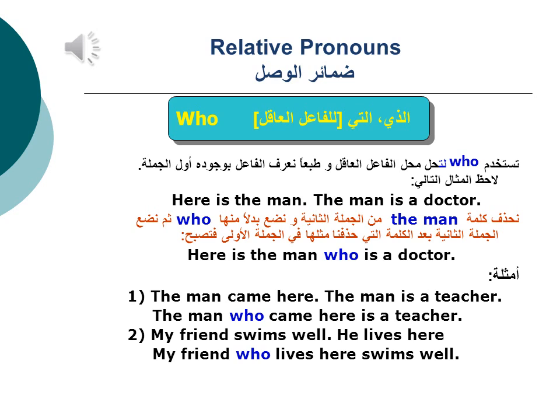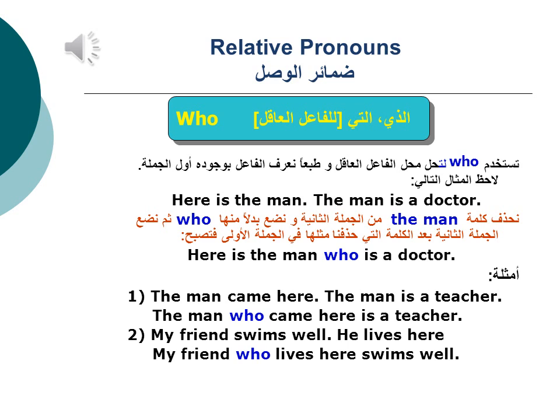Now let's look at the relative pronoun who and how we can use it to join two sentences together. As I said before, who can be used to replace the subject in the main clause. Let's look at this example. Here is the man. The man is a doctor. We can join the two sentences together like this. Here is the man who is a doctor.